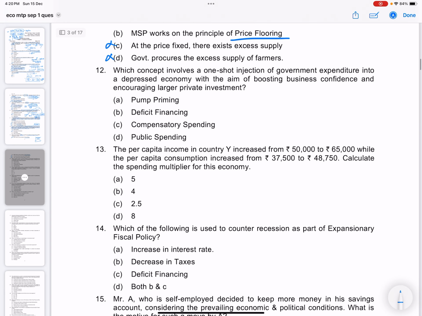Okay. Which concept involves a one shot injection of government expenditure into a depressed economy with the aim of boosting business confidence and encouraging larger private investment? Okay, so pump priming is printing of money, deficit financing is the government spent and that revenue is being taken back in the form of printing of notes by RBI. So this is public spending.